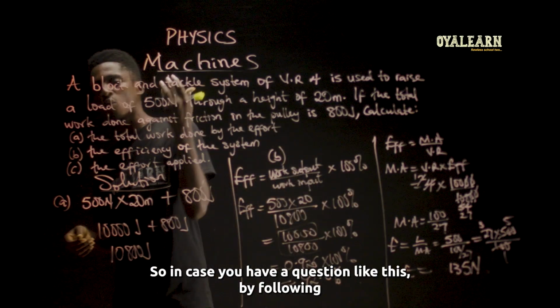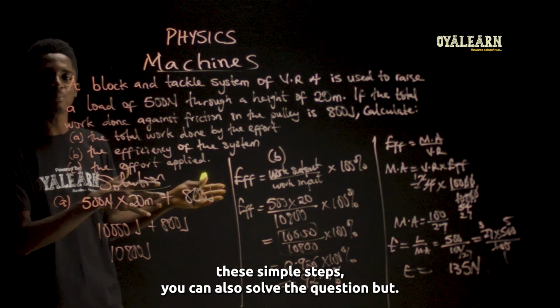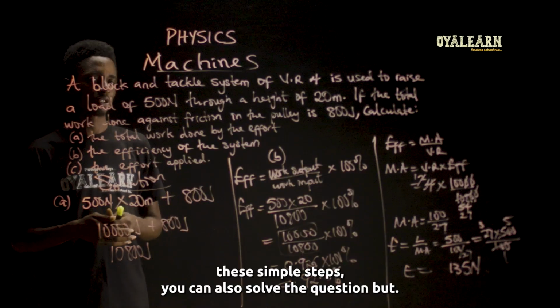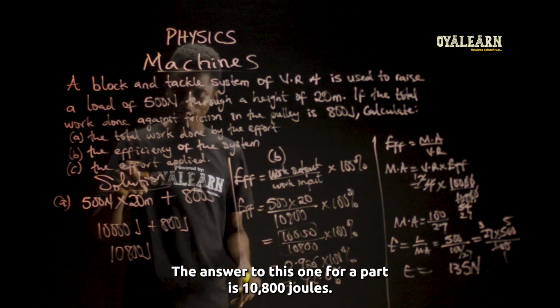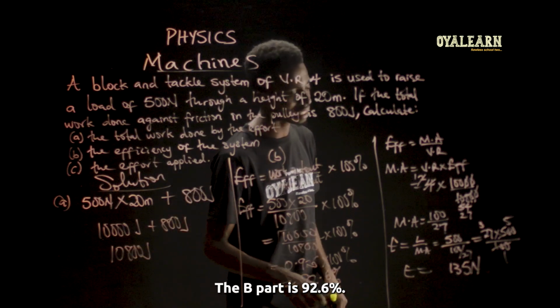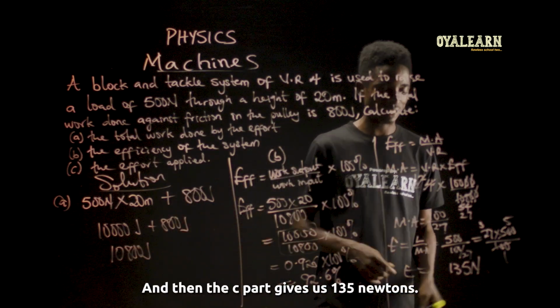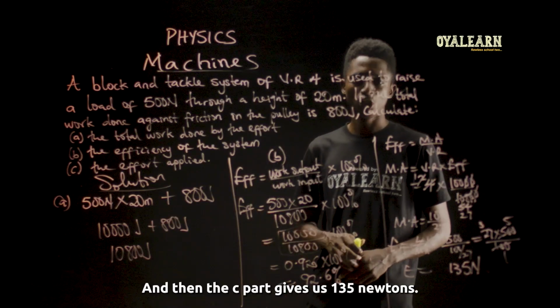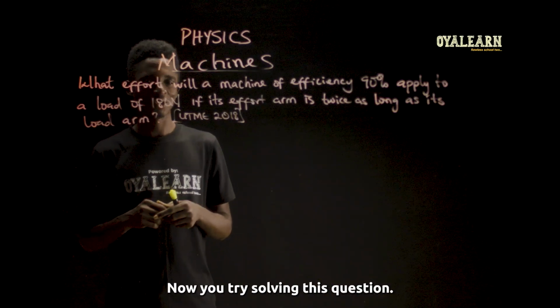So in case you have a question like this, by following these simple steps, you can also solve the question. But the answer to this one, for A part is 10,800 joules, the B part is 92.6%, and then the C part gives us 135 newtons. Now you try solving this question.